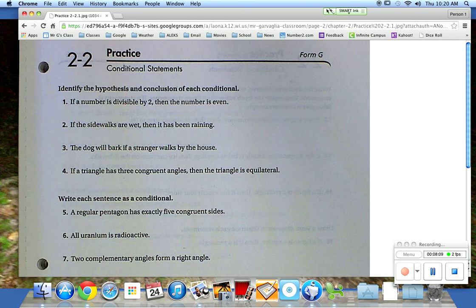Very good. Casey, what's the inverse? She just said it. No, she did the converse. Inverse, knothead. Think inverse. We want to do just the inverse, so we leave this the same like it is and we just put not in there. If a triangle does not have 3 congruent angles in it, then the triangle is not equilateral. Awesome.